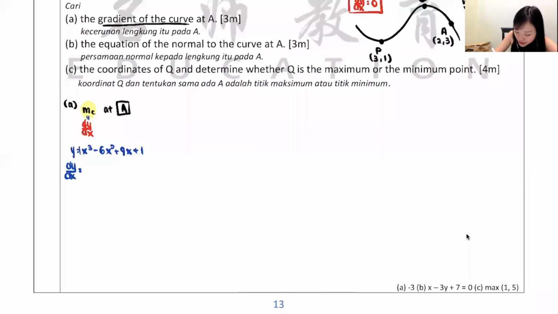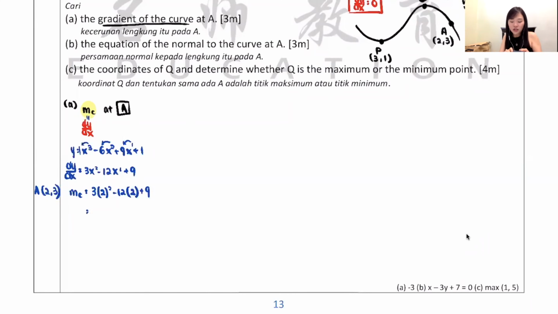I differentiate: nothing in front, 1. 3, 1, 3, power minus 1, 2. 6, 12, power minus 1, 1. 1, 9, 9, power minus 1, no more x. And differentiating 1 gives 0. This is my dy/dx. And then this is talking about point A, isn't it? Substitute the coordinates of point A inside. So my x will be 2, and for this one, the x is also 2. So 3(2 squared) minus 12(2) plus 9. Getting the gradient of the curve at point A is negative 3.